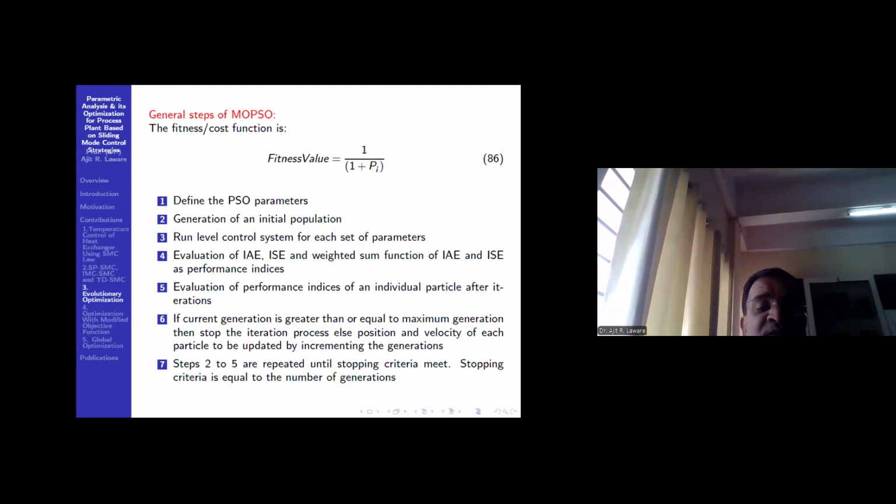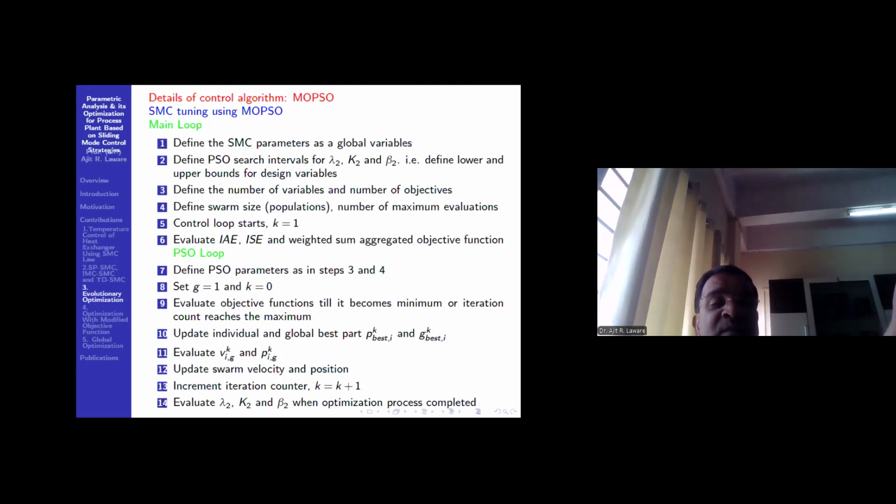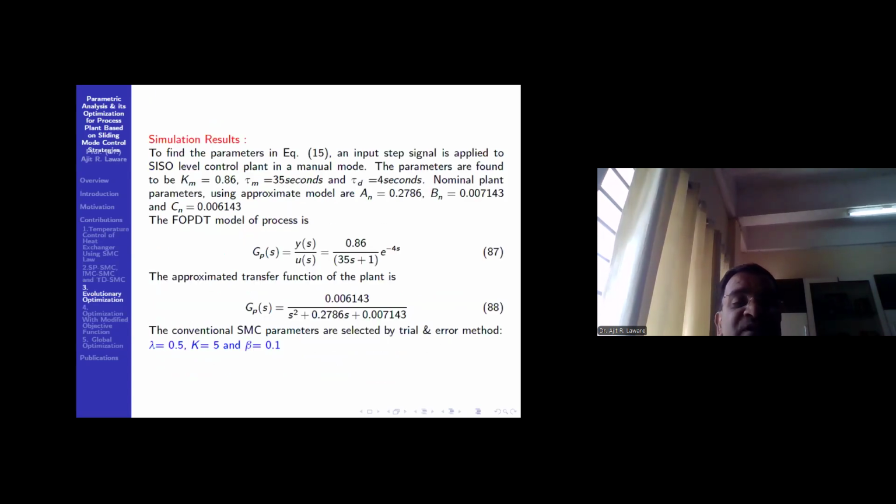Then it's very simple. You generate the initial random population, evaluate the objective functions, and then evaluate the controller parameters. MOPSO is the same. Only in the PSO loop, the iteration counter is there as G and K, and you find the global best value and personal best value, and find the controller parameters as well as the objective function values.